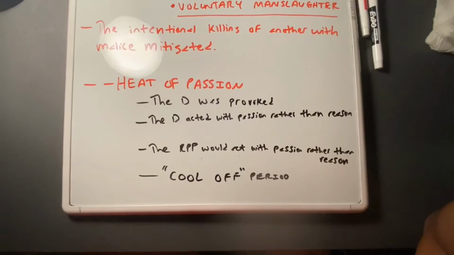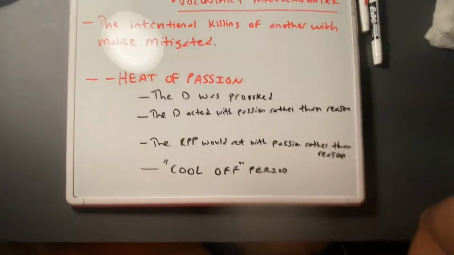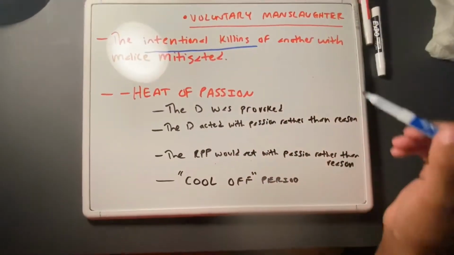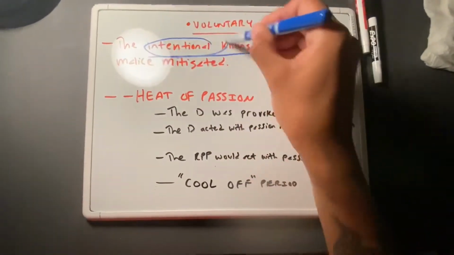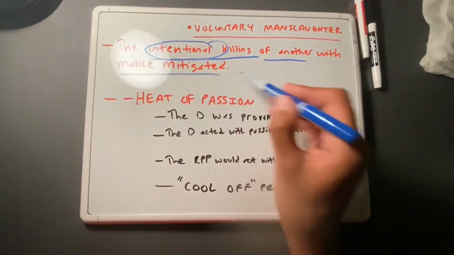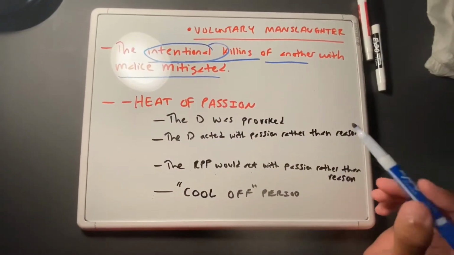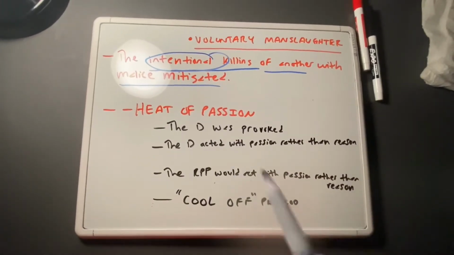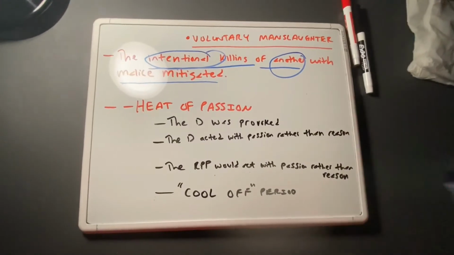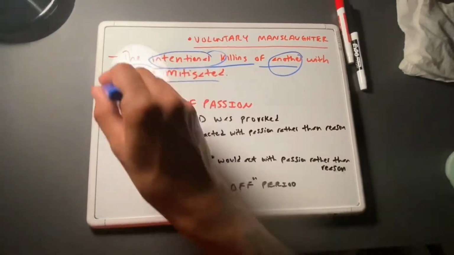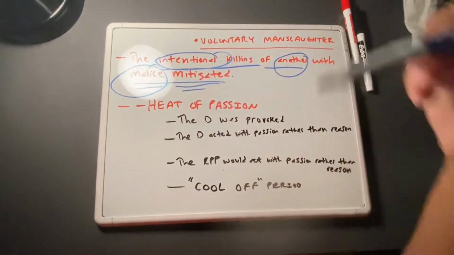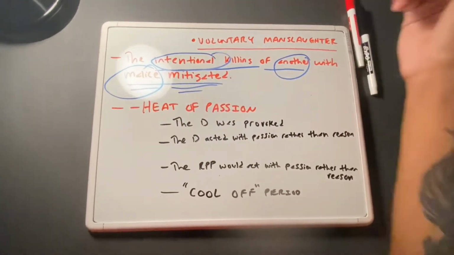What do I mean by that? Let's dive into it. The definition of voluntary manslaughter is the intentional killing, right? The intentional killing of another with malice mitigated. This means that the defendant still intended to kill another, the victim, and the defendant still had malice when he or she committed the act. However, it's mitigated. It's not as serious as first-degree murder.